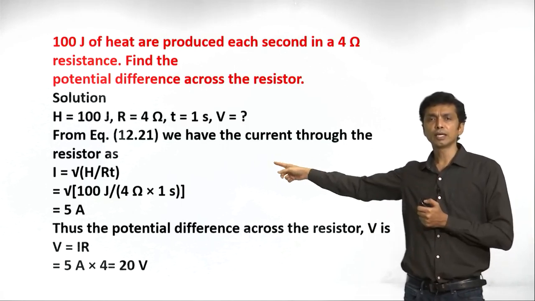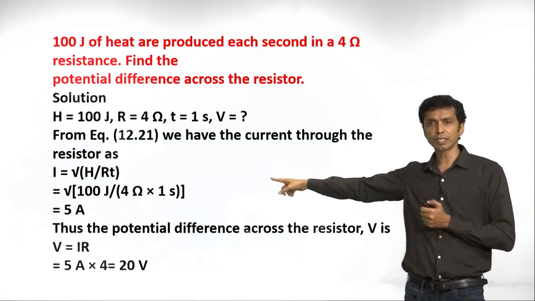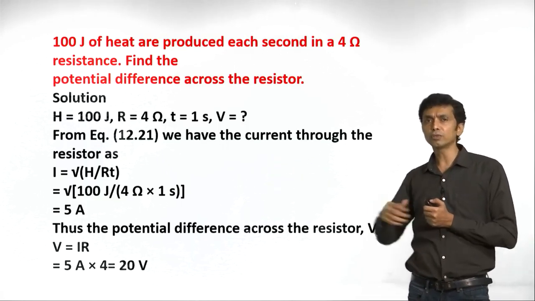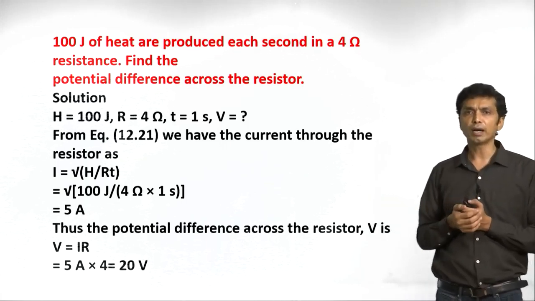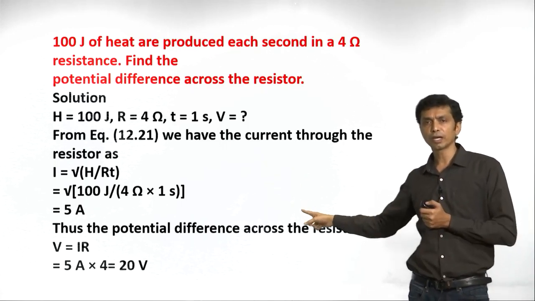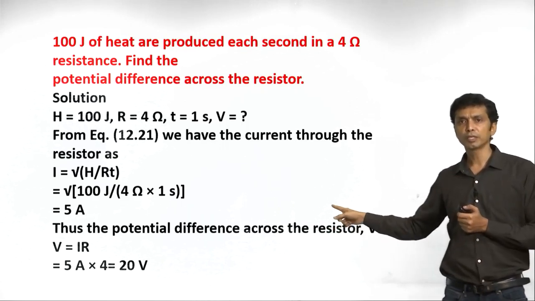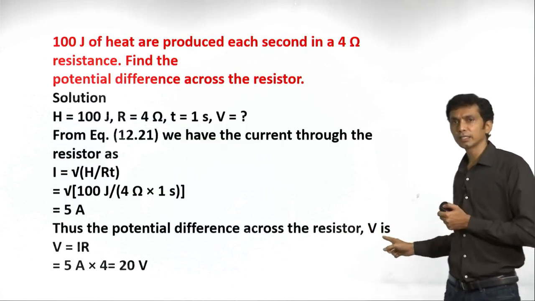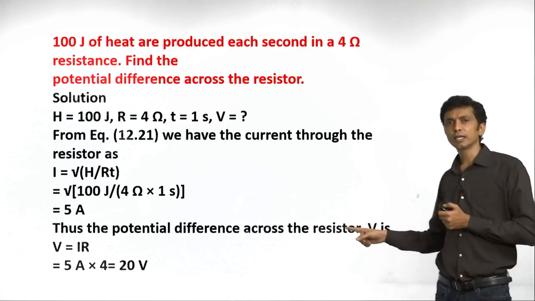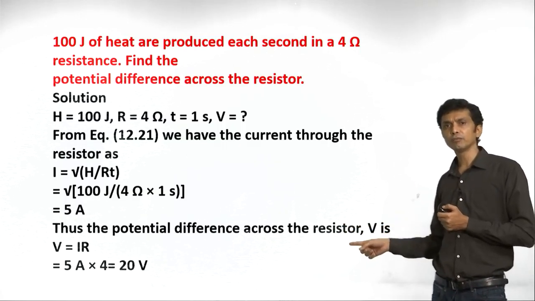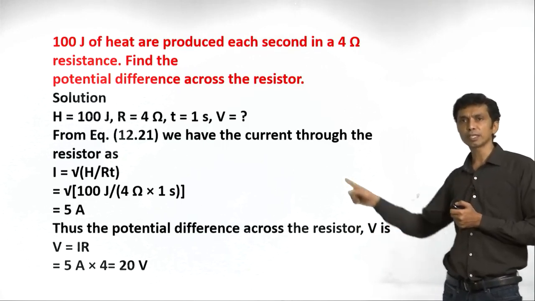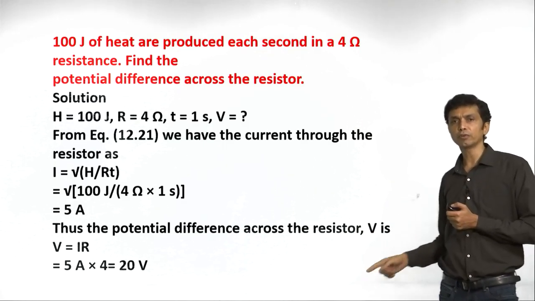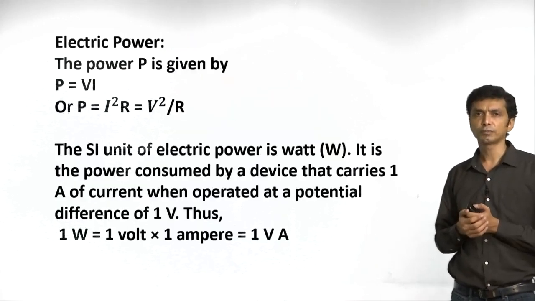As you know, H is equal to I square RT. By using that, we know that I is equal to square root of H by RT. So, square root of 100, and by substituting the values of H, R and T, we will get the current is 5 ampere. And when you know the total current flowing, we can find the potential difference, because resistance is 4 ohm. So, 5 into 4 is 20 volt.